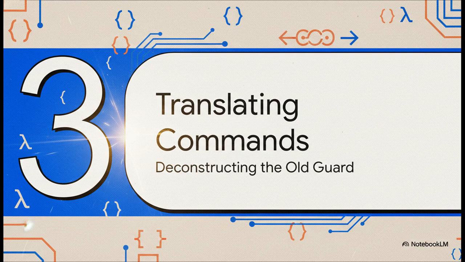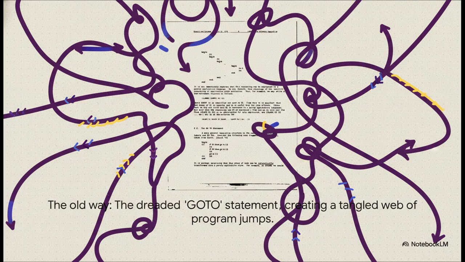All right, so now we're going to roll up our sleeves and walk through the paper's own examples. We're going to see how they took the classic way of doing things and translated it into their functional language, which was called Scheme. This is where the magic really happens. First up, the most notorious command of them all, the goto statement. For years, programmers used goto to just jump from one part of the code to another. It was powerful, sure, but it almost always created what people called spaghetti code, this tangled, impossible-to-follow mess of logic.